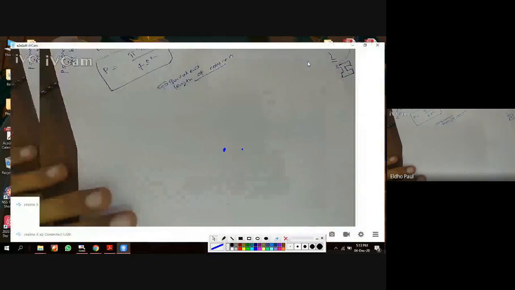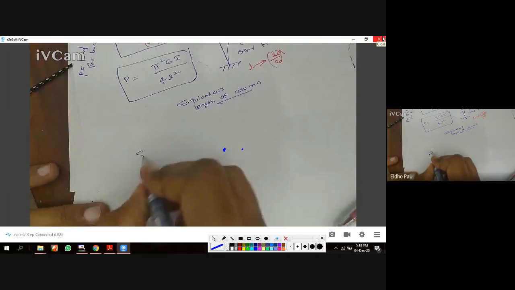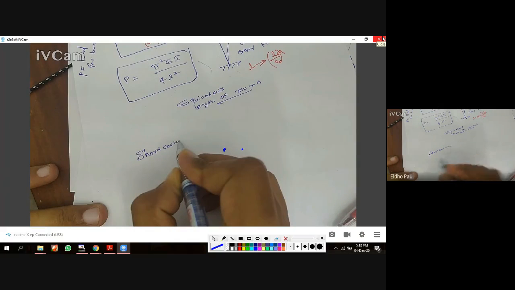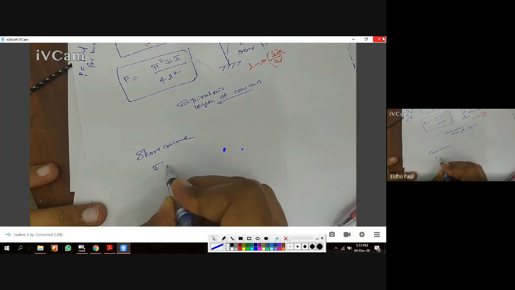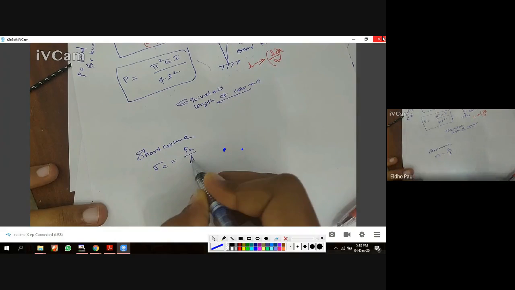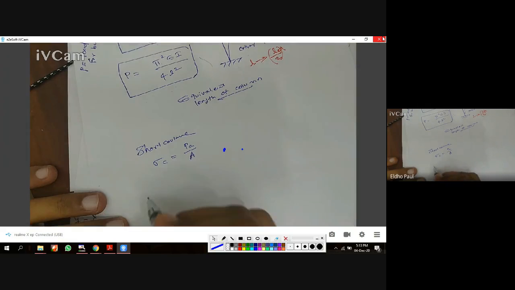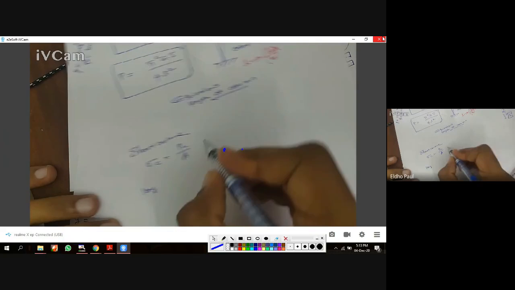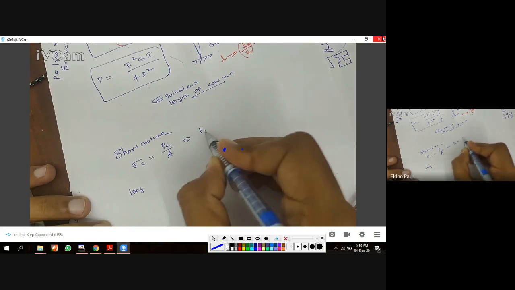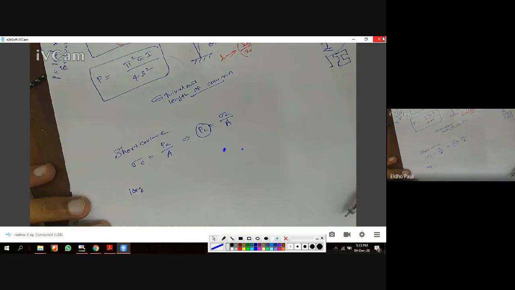So we developed two theories for a short column. For a short column, we use just a stress formula, sigma C equal to PC by A. A simple formula. Based on this we can design a short column. From this we get PC equal to sigma C times A, which is the load carrying capacity of a short column.